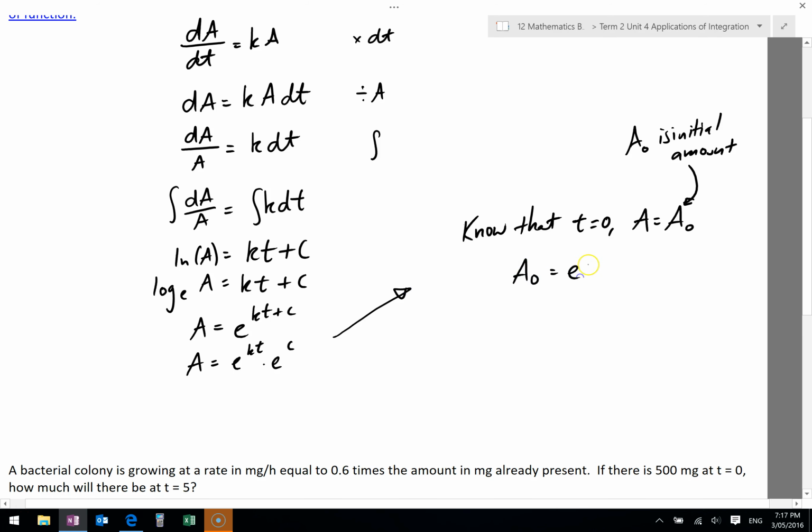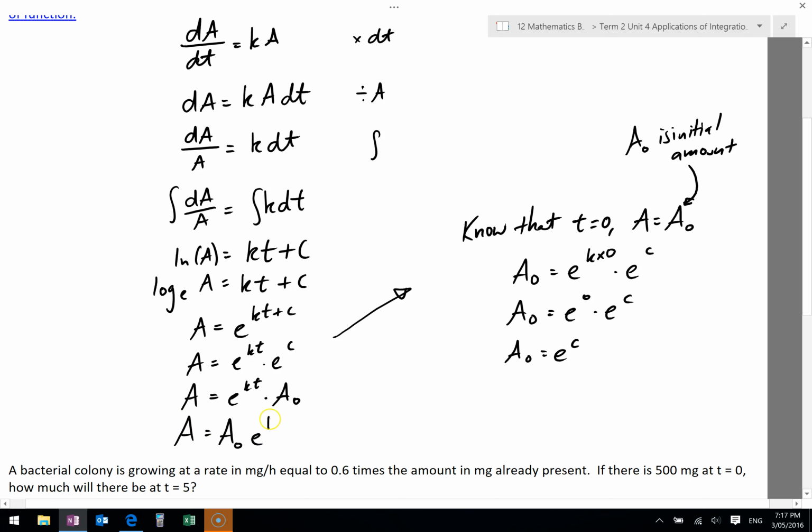A naught equals e to the power k times 0 times e to the c. A naught equals e to the power 0 times e to the power c. And recall that anything raised to the power 0 is 1. Who said 0? Hopefully no one. Okay, so I can rewrite this as A equals e to the power kt times A naught, or write it in the nicer form that we normally see.